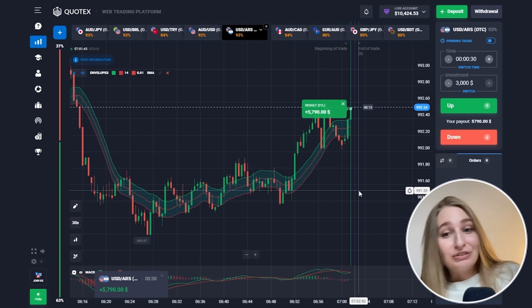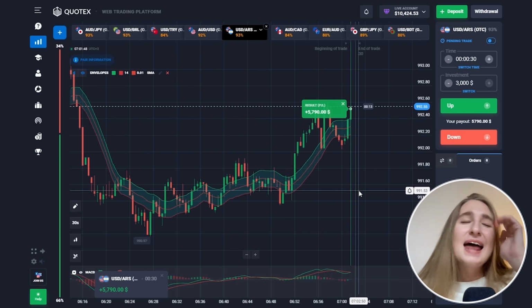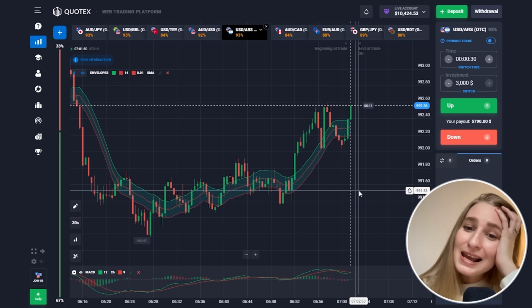So here, guys, look at it. There's already over $10,000 in the balance and we're taking out profit. Great trading today. We can pretty much call it a day.